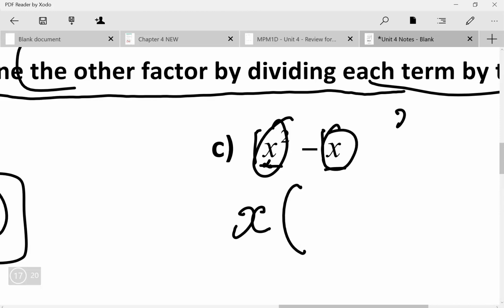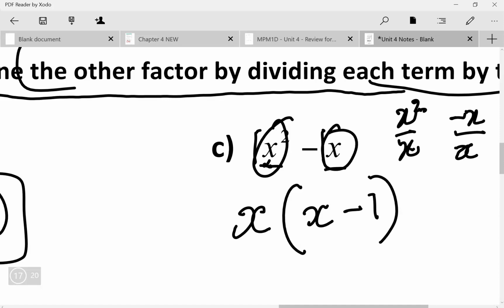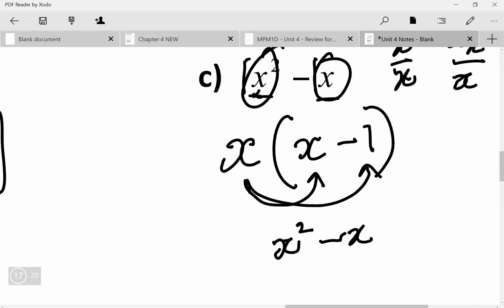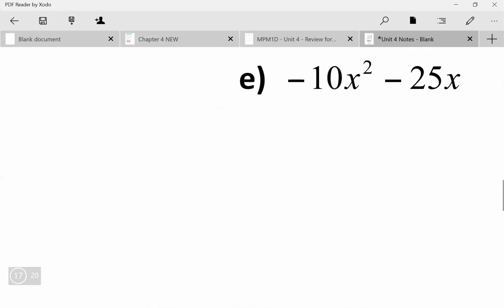X squared divided by x: 2 minus 1 gives me x to the power of 1. Negative x divided by x is just minus 1. And this is my answer. Let's do the check: x times x is x squared, x times minus 1 is minus x. We can see that if we use our rules of the distributive property like before, we get back our original expression, which is what we want.